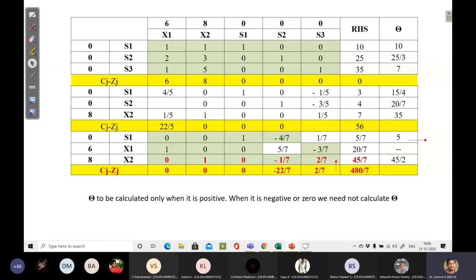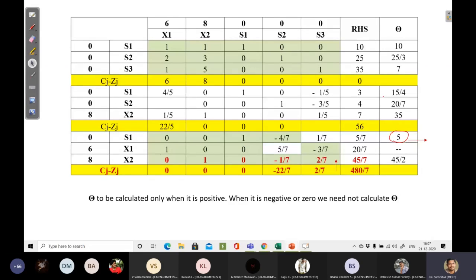And somebody asked me in the morning regarding infinity. Infinity is high positive, not low positive. So if infinity comes, you can ignore it. If 0 is coming, you have to consider it. So 0 or the lowest positive you can consider. Infinity you can ignore. So this is your key row. So you can go for the departing variable.